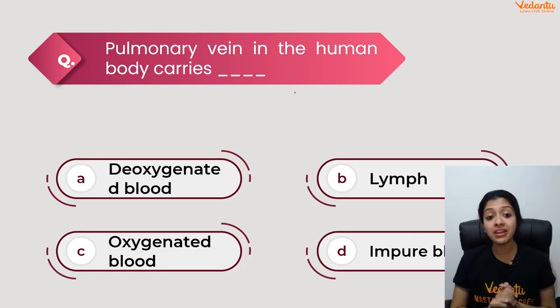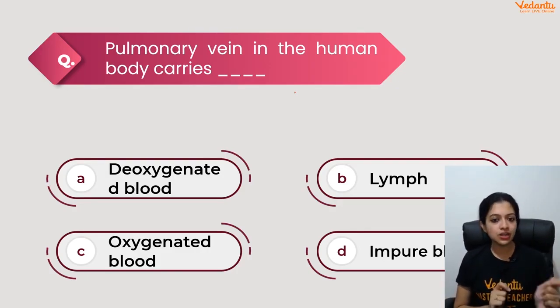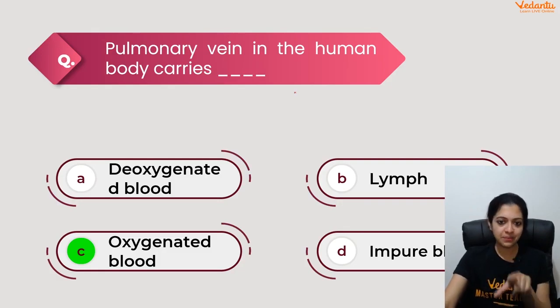Okay, the pulmonary vein in the human body carries which of these? I think I've already asked you this, but let's just see if you guys are answering it properly this time. Deoxygenated blood, lymph, oxygenated, or impure blood? Pulmonary vein. Okay, lesser time this time. 3, 2, 1, and go. The answer is oxygenated blood from your lungs into your left atrium.